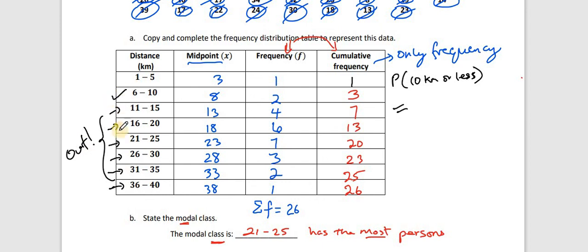What about 6 to 10? Does that fall in the category of 10 kilometers or less? Yeah. 6 to 10 is 10 or less. What about 1 to 5? Is that 10 or less? Yes. It's not 10, but it's definitely less than 10. So we have 2 categories that fall in the 10 kilometers or less category. How many persons do we have in those 2 categories combined? We have 1 plus 2 persons. We have 3 persons out of 26. And that's the probability right there.